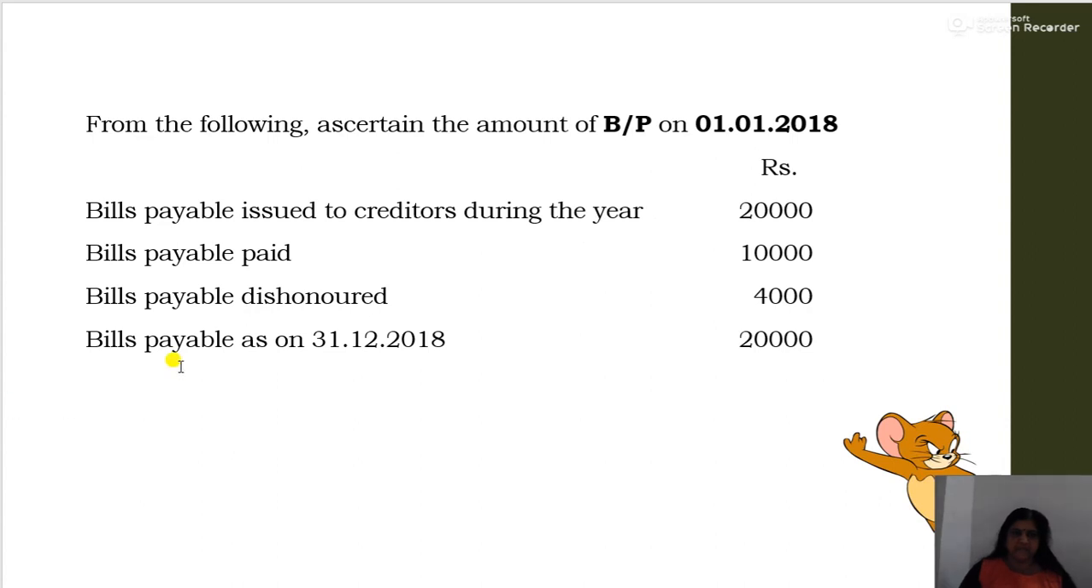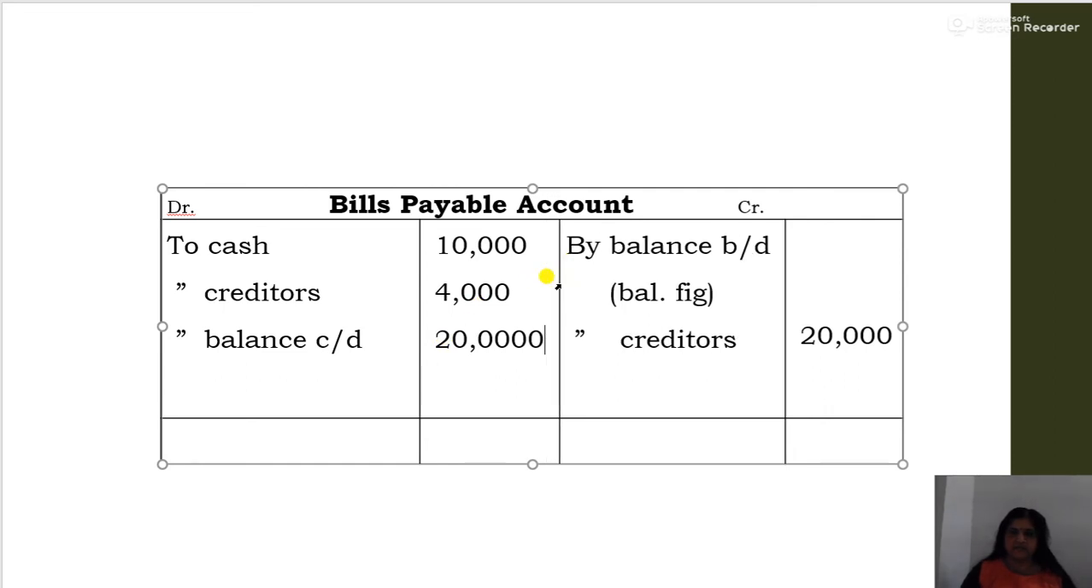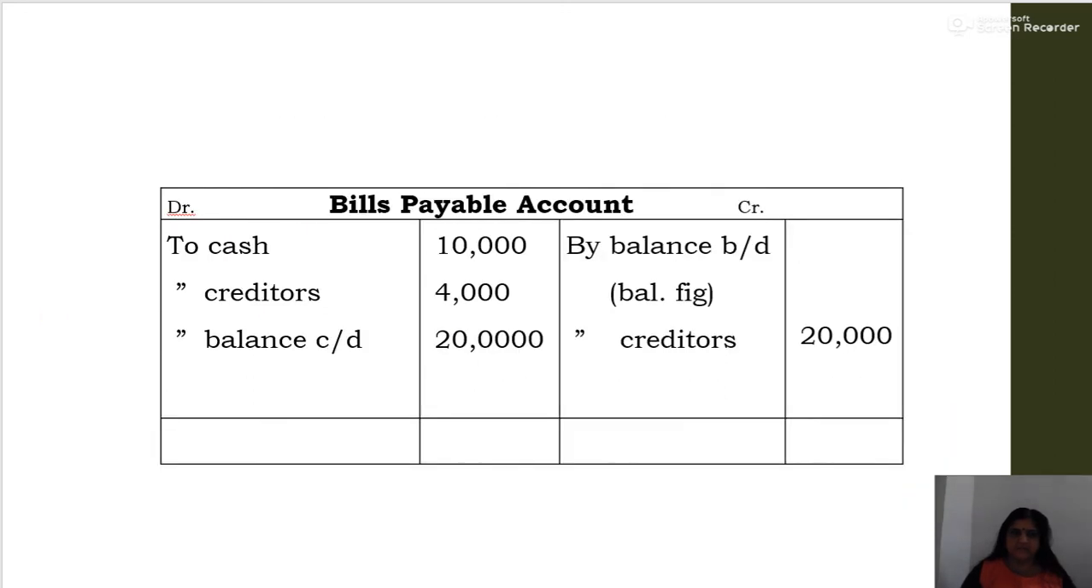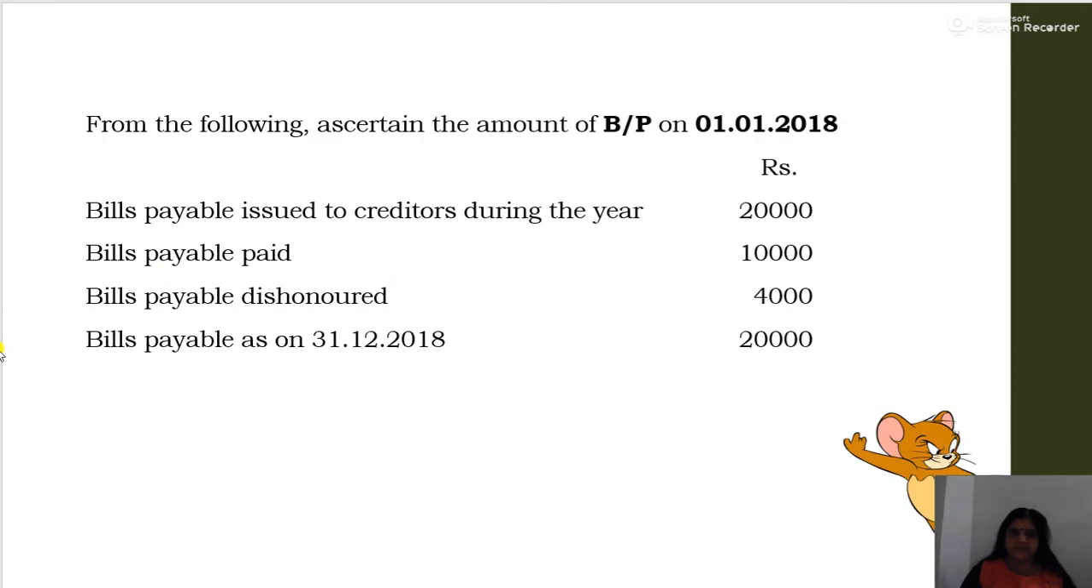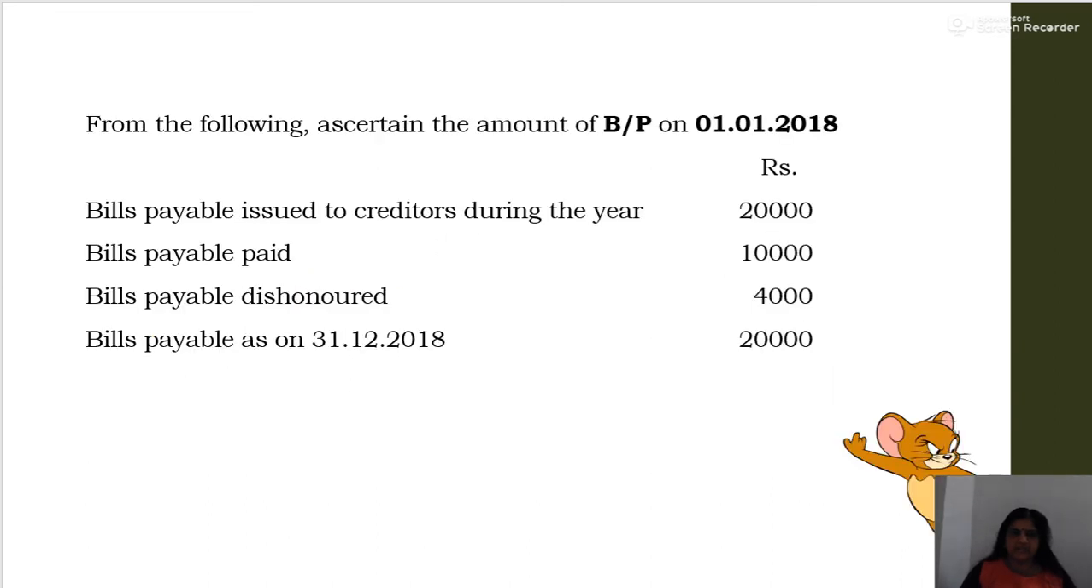Then again the bills payable as on 31/12/2018, that is the closing balance is also given, that is 20,000. Okay. So the closing balance we can write, that is balance carried down comes to 20,000. Okay. So these are the informations given. So here, bills payable issued to creditors 20,000. Then bills payable paid, that is 10,000. Then bills payable dishonored 4,000. Then closing balance given, that is 20,000.